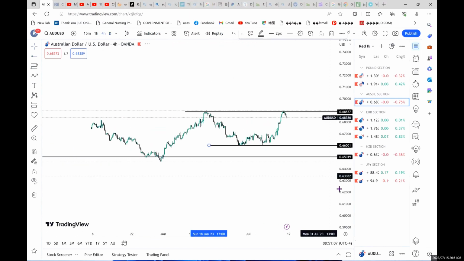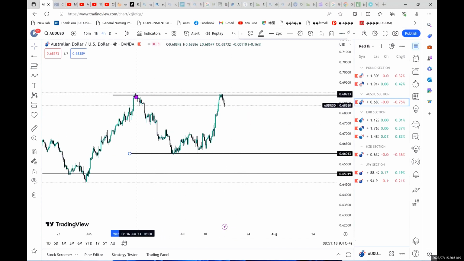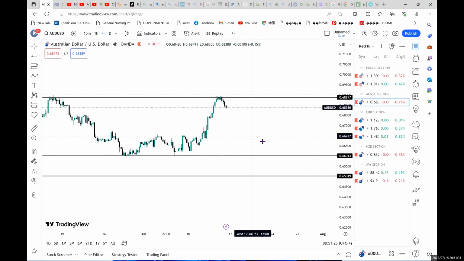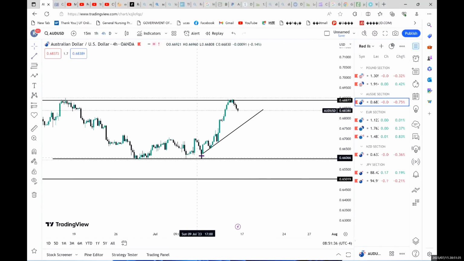So on the H4 time frame, right now we're within this range here. This low here and this high here. And you can see price created somewhat of a double top and it's already pushing back down. Okay. If we take our trend line and we draw it like this, so we have this trend line right here.